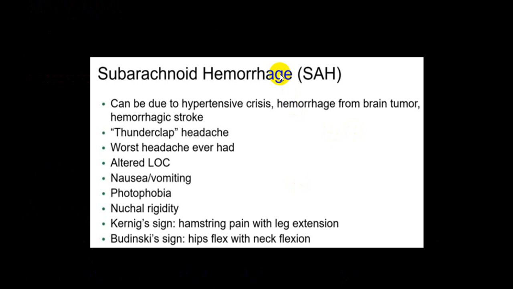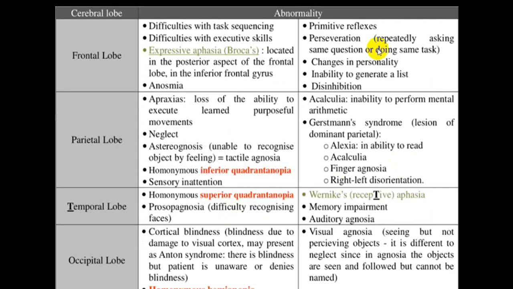In case of subarachnoid hemorrhage, particularly very commonly following a hypertensive crisis, the person might have a thunderclap headache, worst headache ever had, altered level of consciousness, nausea, vomiting, photophobia, neck rigidity with Kernig sign and Brudzinski sign, which will favor subarachnoid hemorrhage. Now these are the different lobe involvements, and these are the abnormalities a person can have.